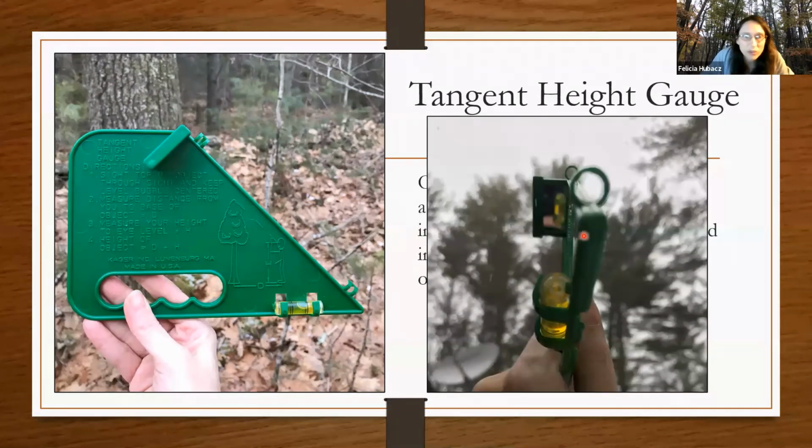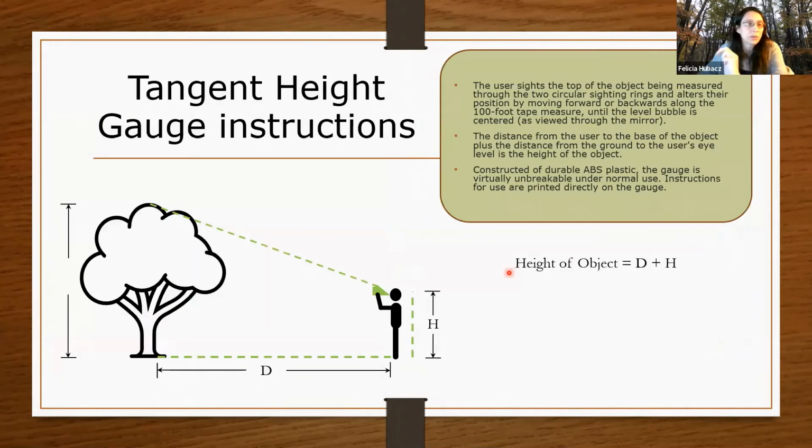So when we look through it, we want to look through these two little rings to see the top of a tree. I'm obviously not looking through this properly. But while we're looking at the top of the tree, we want to look in this mirror to make sure that this bubble right here is in between those two black lines. I'm sorry, I took many photographs trying to get this to show better, but I wanted you to understand how it was used. So once you understand that, then you get out there.